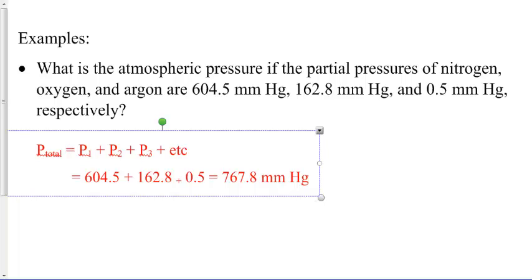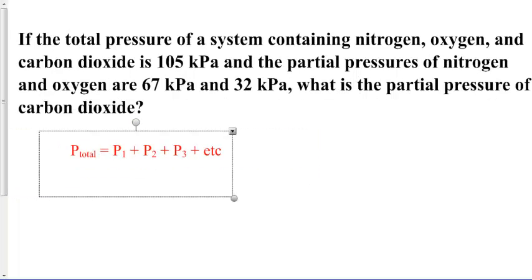Okay, let's look at another example. This time we have the total pressure of a system containing nitrogen, oxygen, and carbon dioxide is 105 kilopascals. So that's your total pressure. Partial pressures of nitrogen and oxygen are 67 and 32. What is the partial pressure of carbon dioxide? So this time we're going to solve for something over here. We're going to solve for P3 actually.